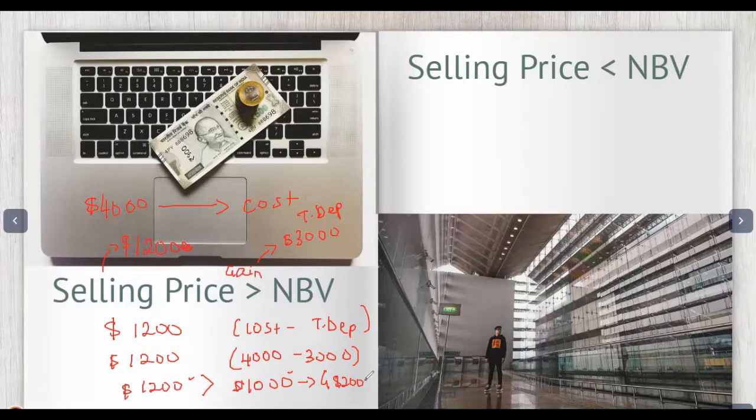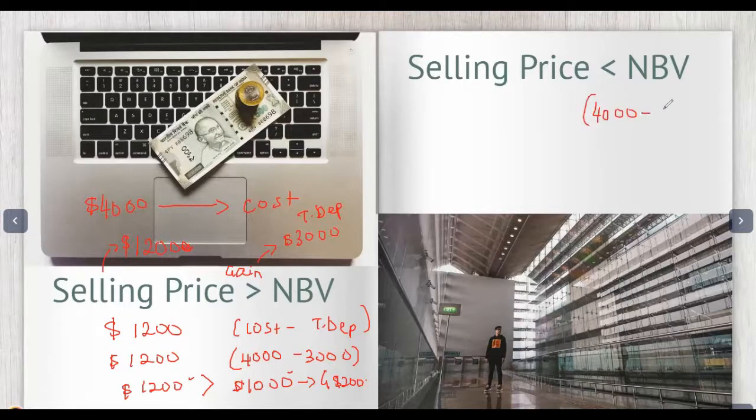So you can just do this if you have a multiple choice question, or the question is simply asking for the gain and they're not asking you to prepare any journals or T accounts for this. Now let's look at another scenario. Assume we have the same computer which we bought at $4,000.